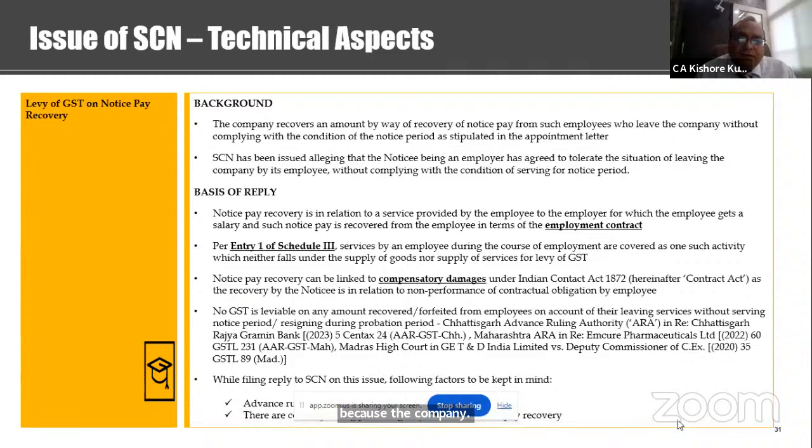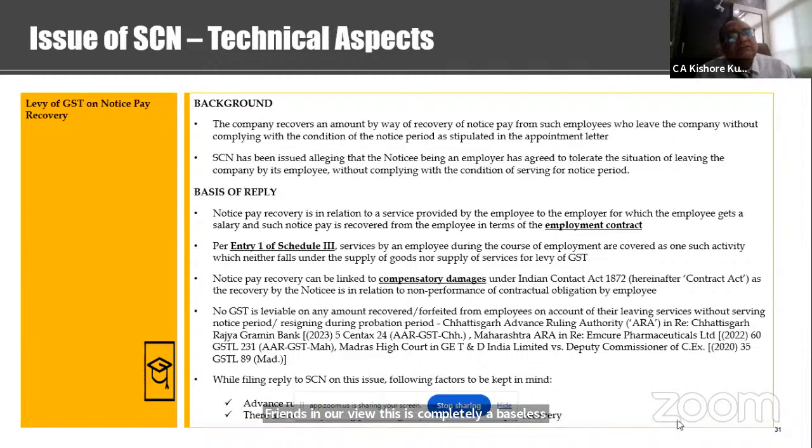company has suffered by the employee not serving the full notice period. And there is an entry in Schedule 2 which talks about agreeing to do an act, or obligation to refrain from an act, or to tolerate an act. So what the authorities are basically alleging is that the companies are tolerating the employees leaving the job early without serving the complete notice period, for which the recovery is made, and therefore it is liable to GST. Friends, in our view, this is a completely baseless argument. This is not liable to GST.